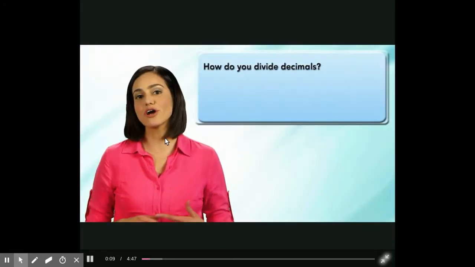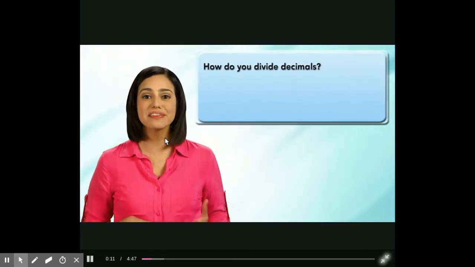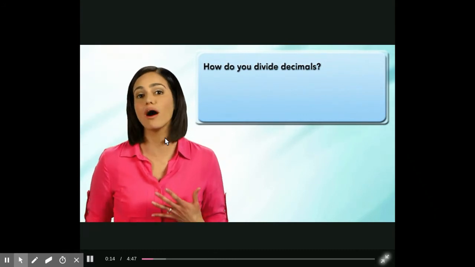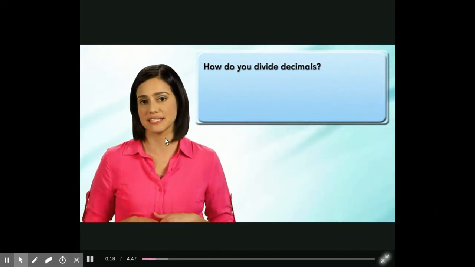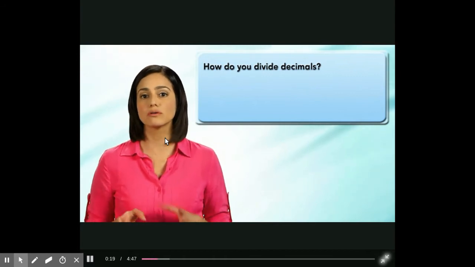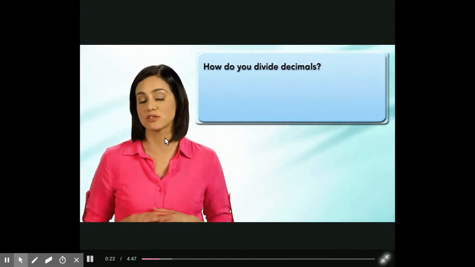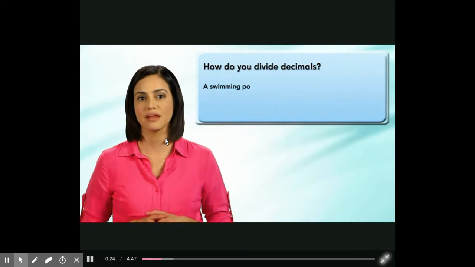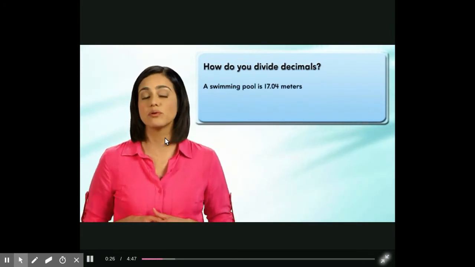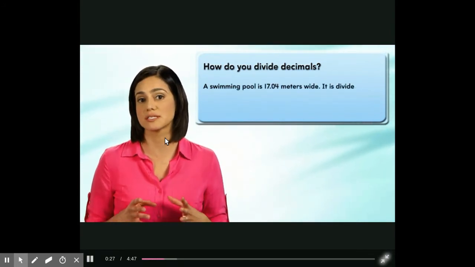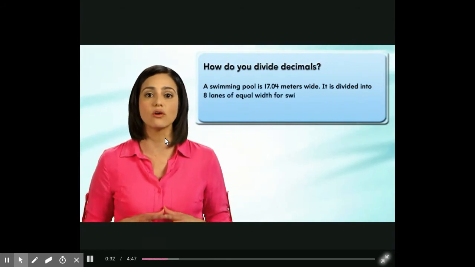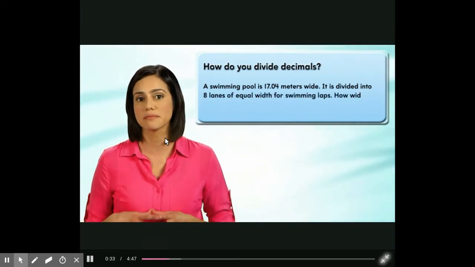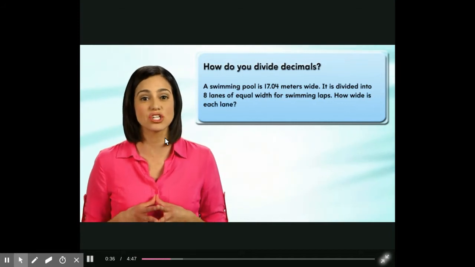Decimals are great. We know how to add them, subtract them. We even know how to multiply them. Let's take it one step further and divide decimals. Here's a real-world example involving decimals and swimming pools. My neighborhood swimming pool is 17.400 meters wide. It is divided into 8 lanes of equal width for swimming laps. How wide is each lane?